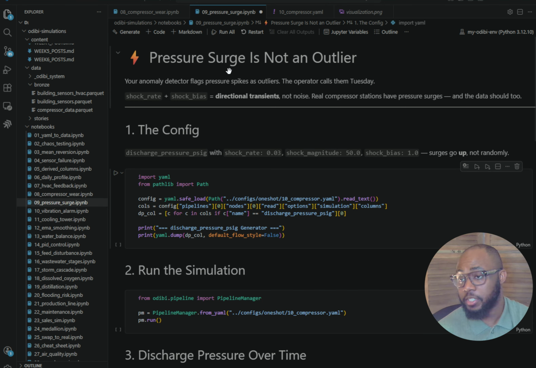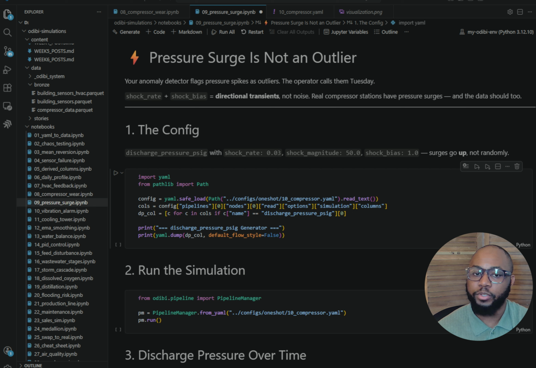Pressure surge is not an outlier. Your anomaly detector flags a pressure spike. It pages an engineer. The engineer looks at it, rolls their eyes, maybe sucks their teeth aggressively, and then goes back to bed. Why? Because compressor discharge pressure surges on load changes. That is not an anomaly. That's a valve transition, and that's a normal Tuesday.